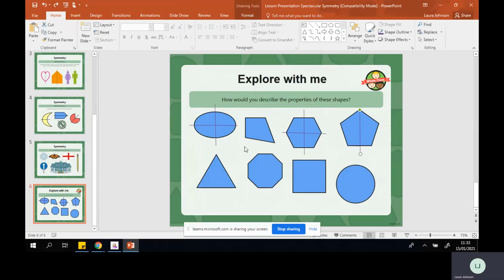Have a think about these shapes down here. Can you spot any lines of symmetry? Are there one, more than one, or not any at all? Have a think. Maybe have a chat with your grown-up.